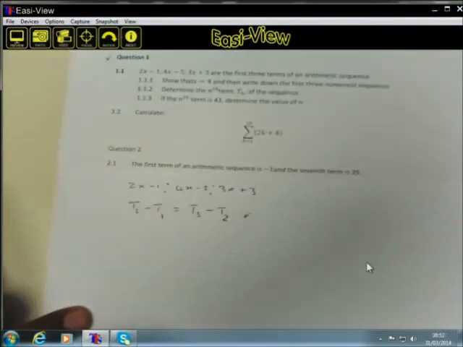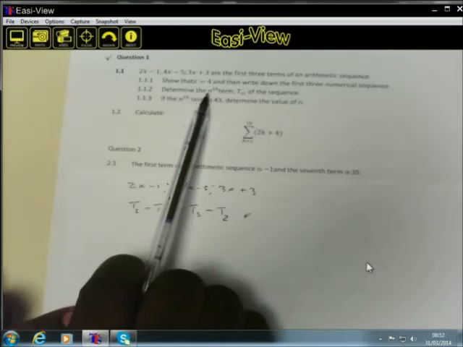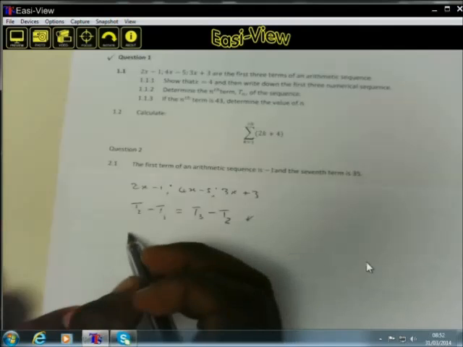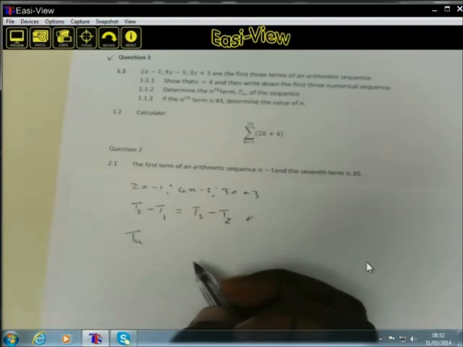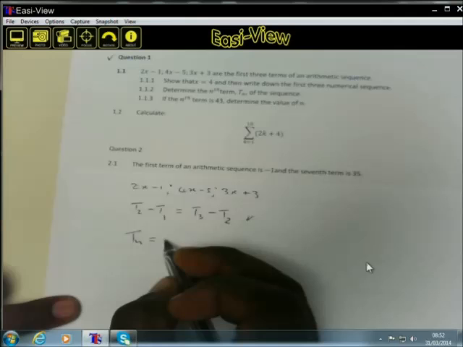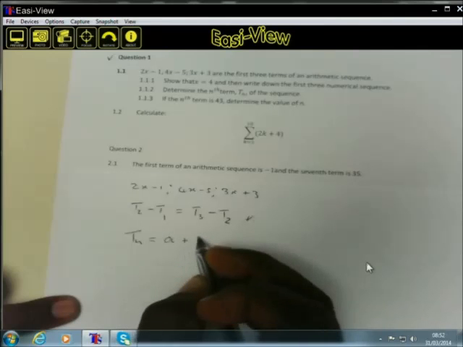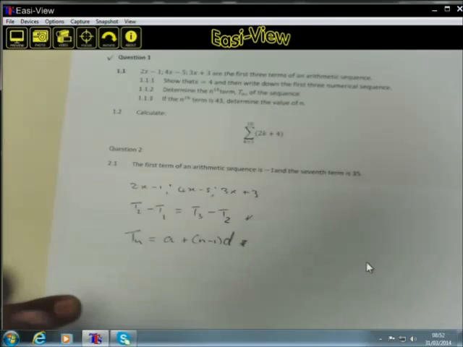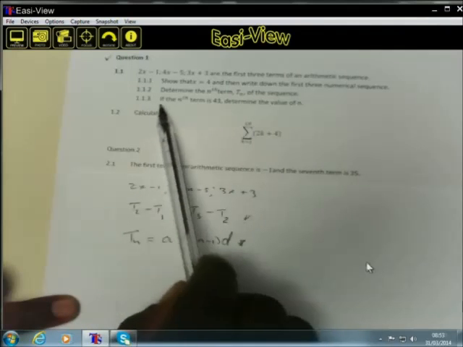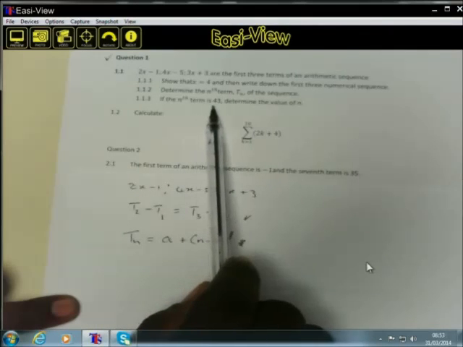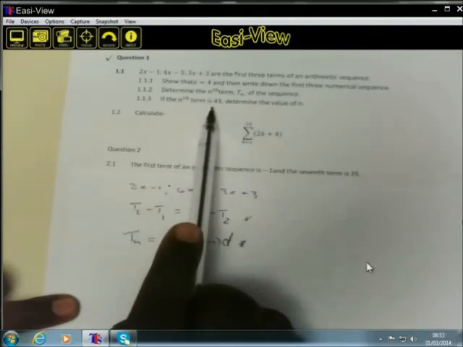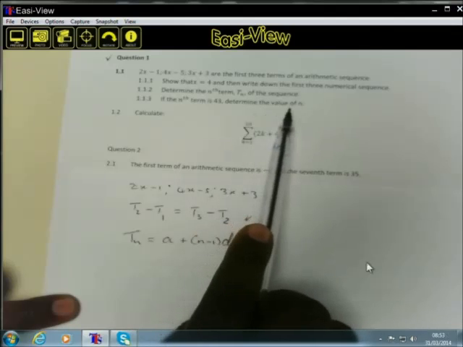Then you look at the second question there, they say determine the nth term Tn of the sequence. Again, just to remind you, because they are talking about the arithmetic sequence, Tn will be equal to a plus n minus 1 d. So you will use this formula in finding the nth term of the sequence. And the last one says if the nth term, if Tn is 43, determine the value of n.